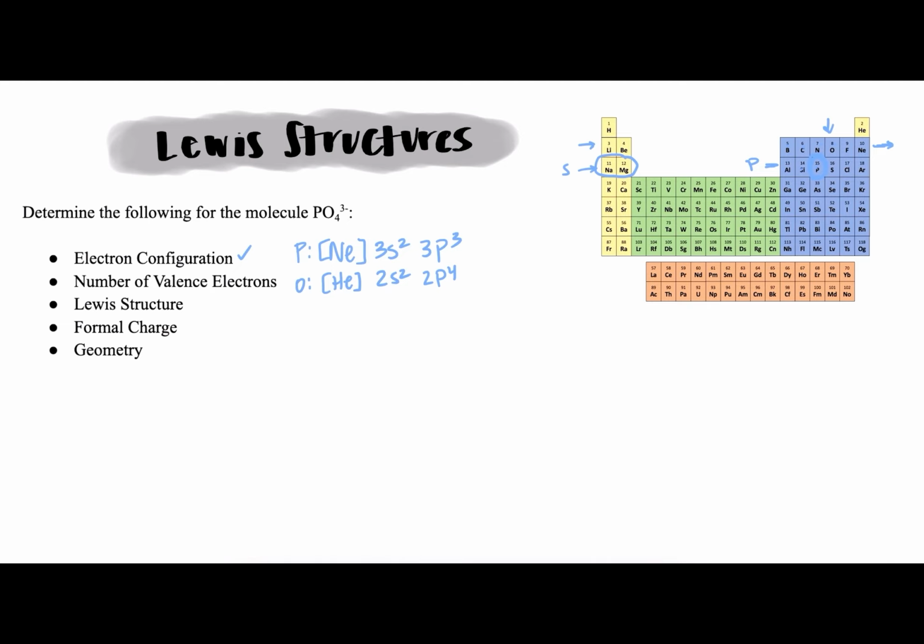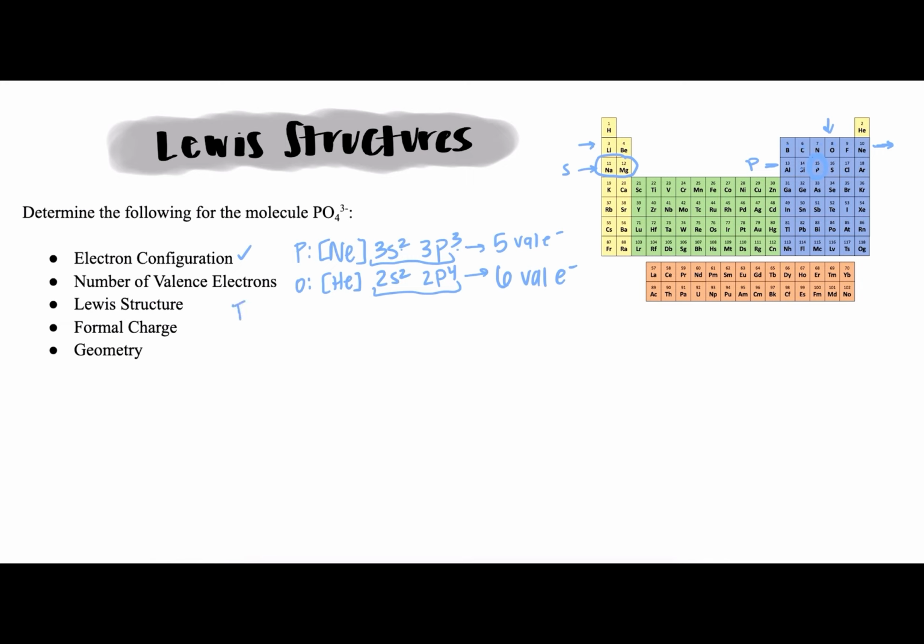Now to determine the number of valence electrons, those are the electrons in the outermost shell, so that's just the total number right here and here. So phosphorus has 5 valence electrons, because those 2 right here are the 3s plus the 3 in the P group. And oxygen has 6 valence electrons, 2 from the S, 4 from the P.